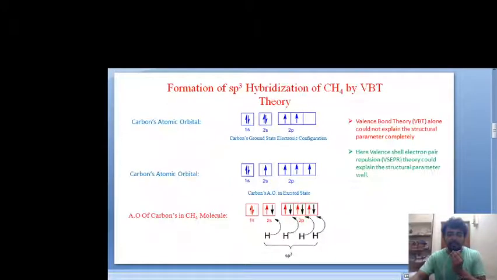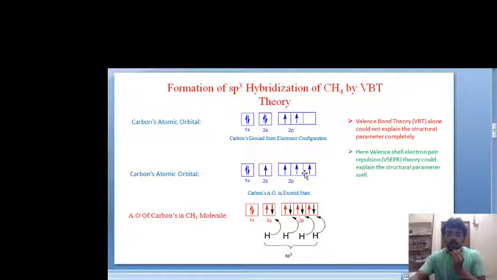Now the formation of the sp3 hybridization of the methane molecule by VESPR theory. This is the carbon atomic orbital in the ground state, that is 1s2, 2s2 and 2p2. But in the excited state, one electron could jump from the 2s orbital to the next higher energy 2p orbital easily. But one thing should be remembered, that the 1s electron could not jump from the 1s to the 2p orbital because they are sufficiently far apart in energy. That's why only the 2s electron could jump from the 2s to the 2p orbital. This is the excited state electronic configuration.